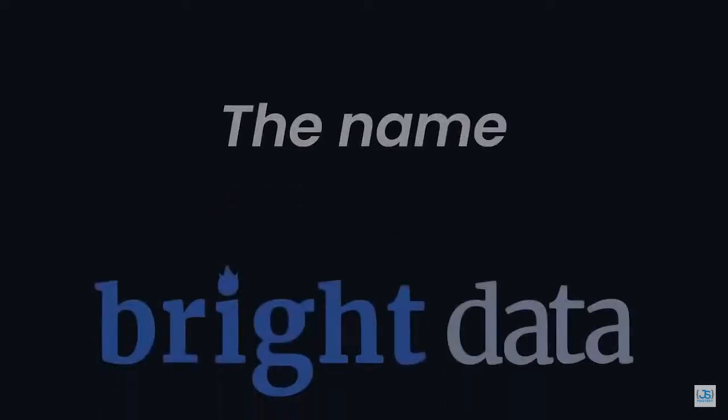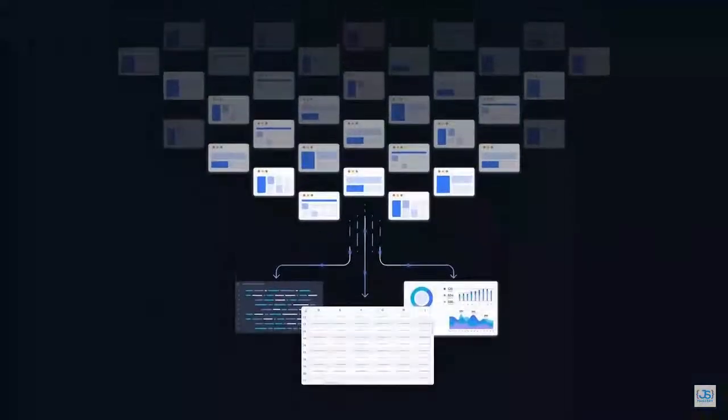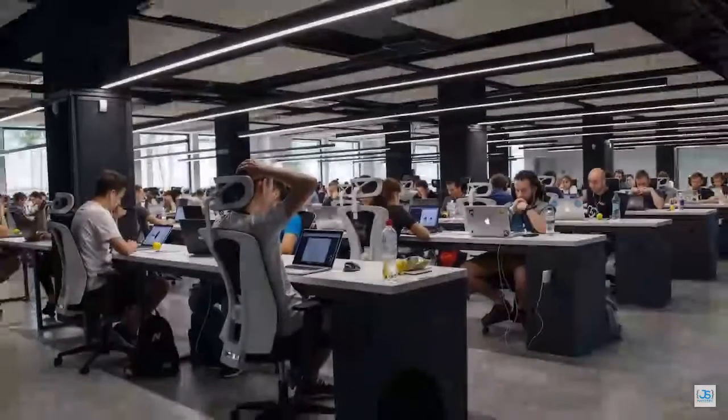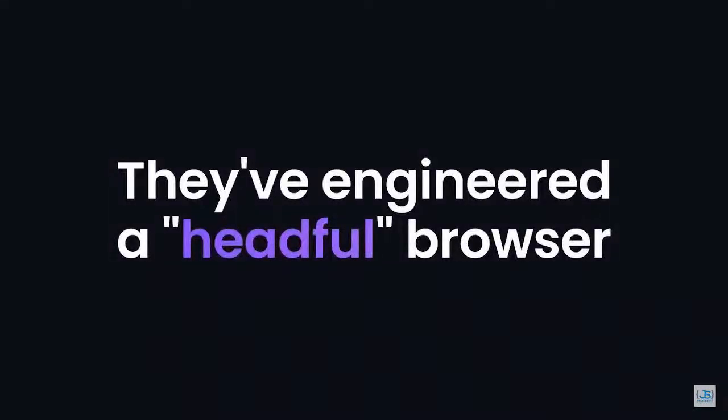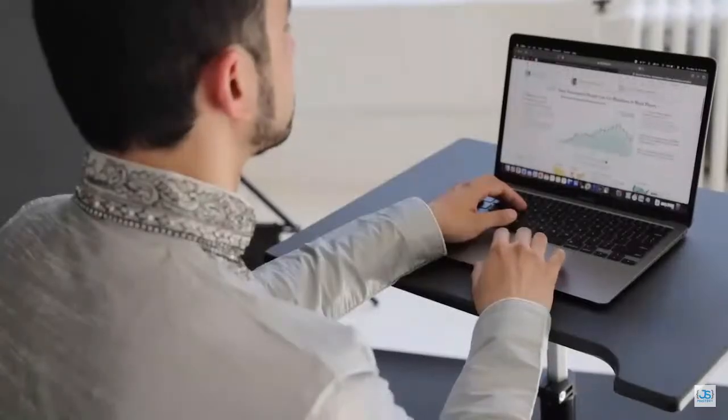The name? Bright Data. Being rated as one of the top most voted for web scraping, Bright Data kind of does it. No, they haven't hired an army of people to do the job. Instead, they've engineered a headful browser termed Scraping Browser, which will do the things as if a human is actually using the website.